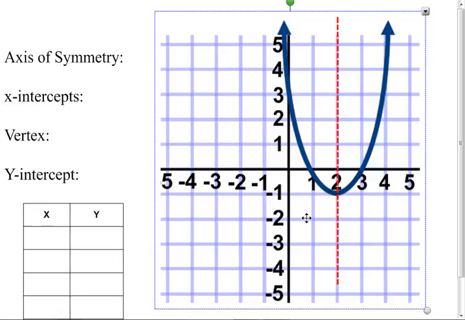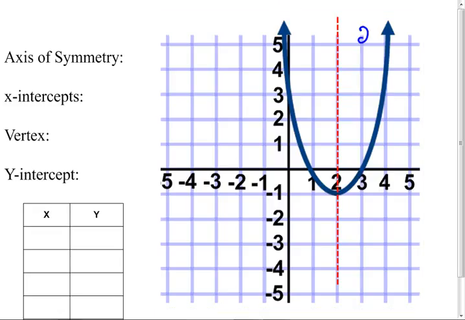What's the equation of that line? It's 2, but what's 2? Is the x 2 or is the y 2? With the x, it's there. So my axis of symmetry is x equal to 2.